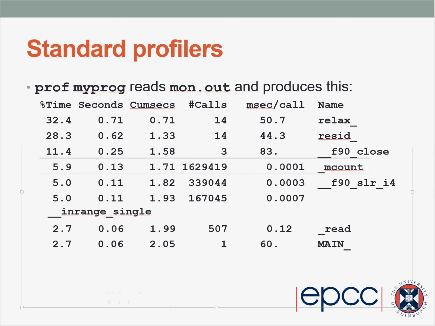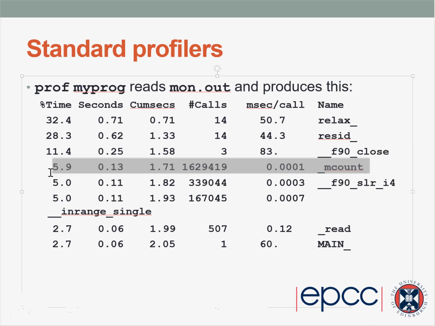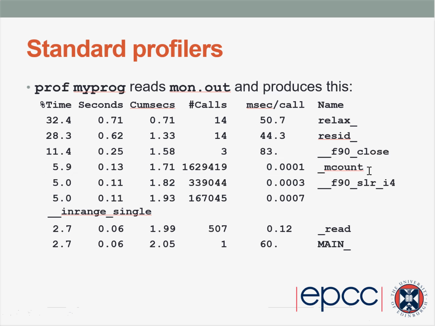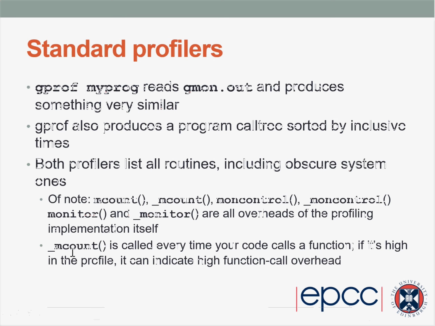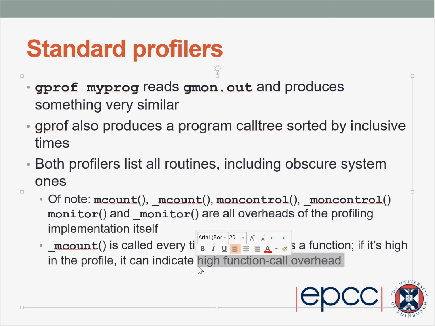So quite often something like this doesn't appear in your profile because your program is running for longer, so it's not very important. But if you do get something like mcount or mon control or monitor very high in your profile, if it's taking up a lot of time, that can actually indicate that your program has a high function call overhead. It means that you have lots of small functions being called, and the very process of just calling functions is taking a lot of runtime.